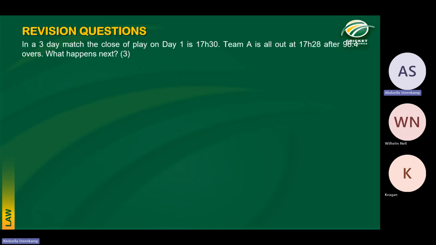In our 3-day match, close of play is 17:30. Team A is all out at 17:28 after 98.4 overs. What happens next? It's interactive, so we're doing the answer together.